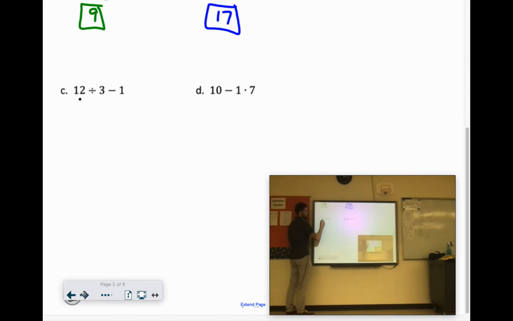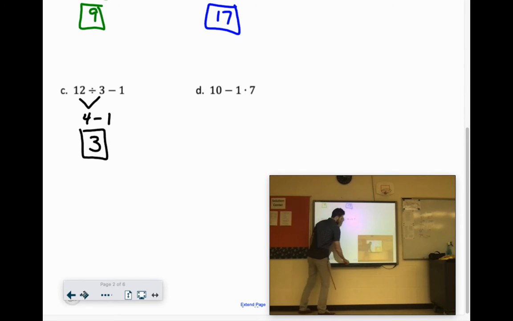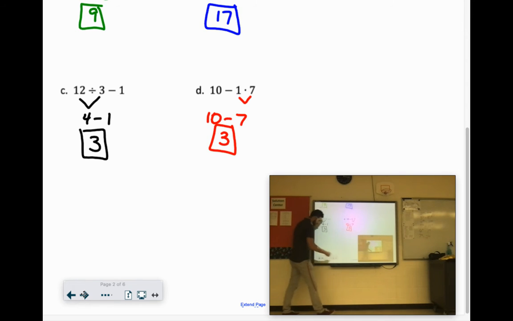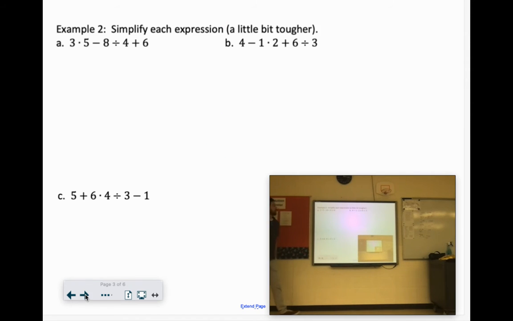Here we do division first. 12 divided by 3 is 4. Minus 1 is 3. Here we do our multiplication first before subtraction. 1 times 7 is 7. So we have 10 minus 7, which is 3. Great. All right. We're going to dial it up a little bit.